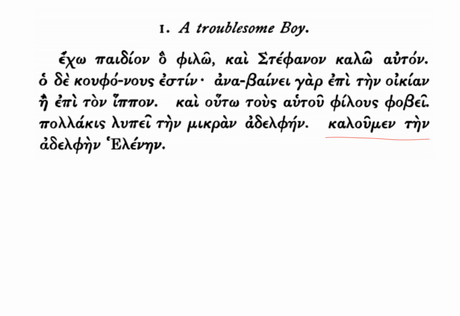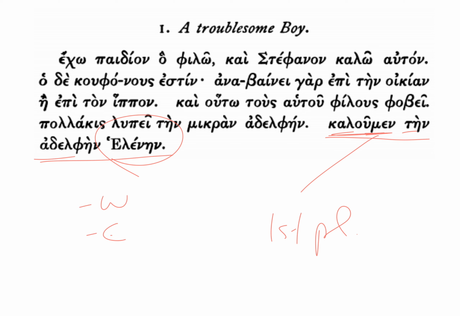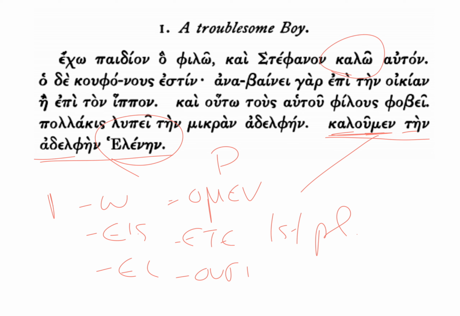Kaloumen tēn adelphēn Helenēn. We call, kaloumen, the sister, tēn adelphēn, we call her Helenēn, Helen. Kaloumen now has the first plural ending. Remember from quick sheet 1, ō, eis, ei, the primary active endings. Omen, there's the one we're dealing with. Ete and ousi. So plural and first person. Omen. Kaloumen, this is from the verb kalein. Here we have it in the first singular at the top, kalō.